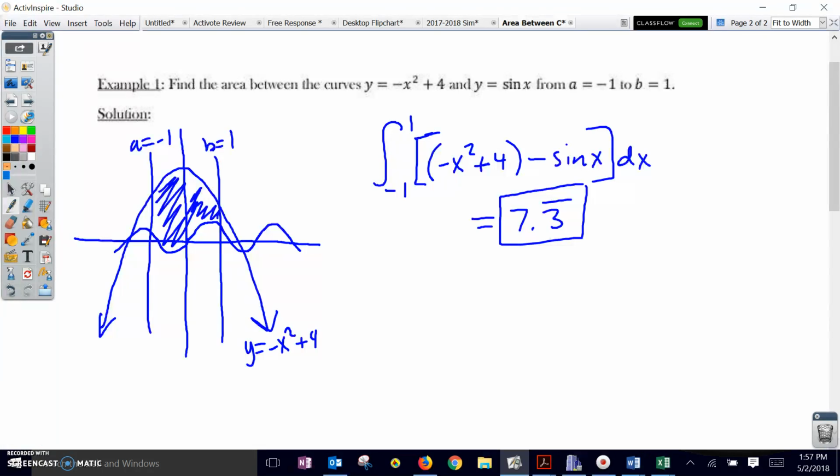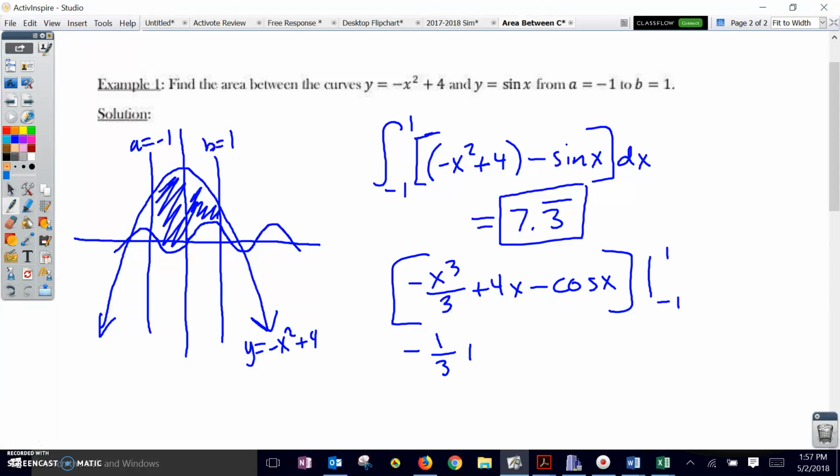Now, like I said, if I wanted to, in fact, I guess I will. If I wanted to, I could integrate this by hand. If we did that, we would just have negative x cubed over 3 plus 4x minus the cosine of x. And we would evaluate that from negative 1 to 1. So we've got negative 1/3 plus 4 minus cosine of 1 minus 1/3 minus 4 minus cosine of negative 1.